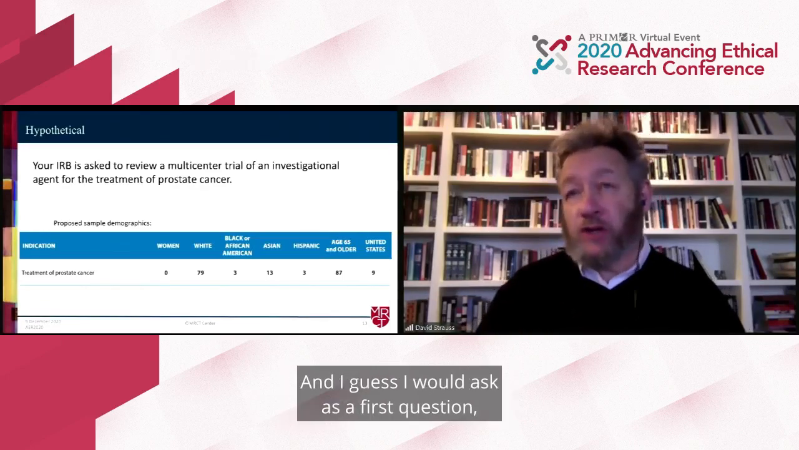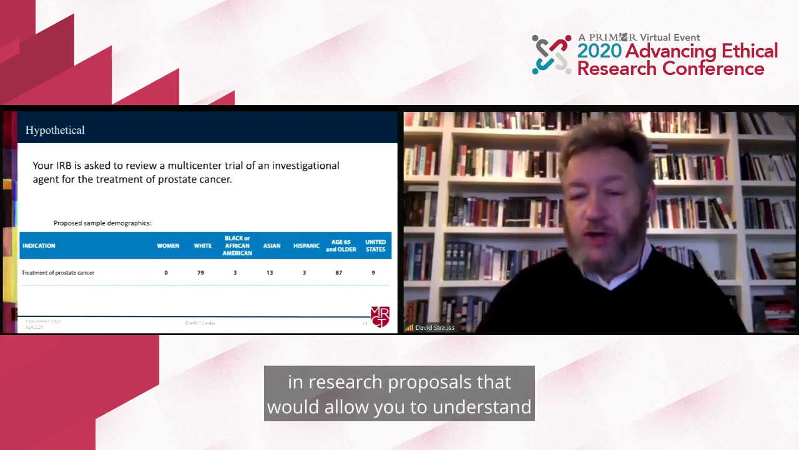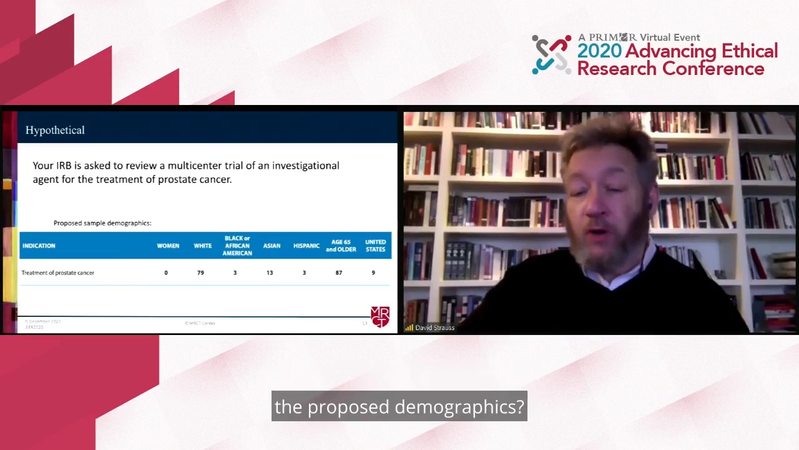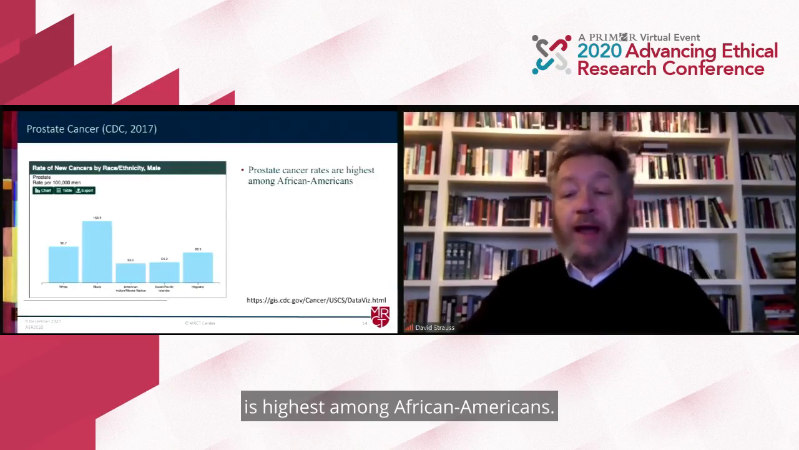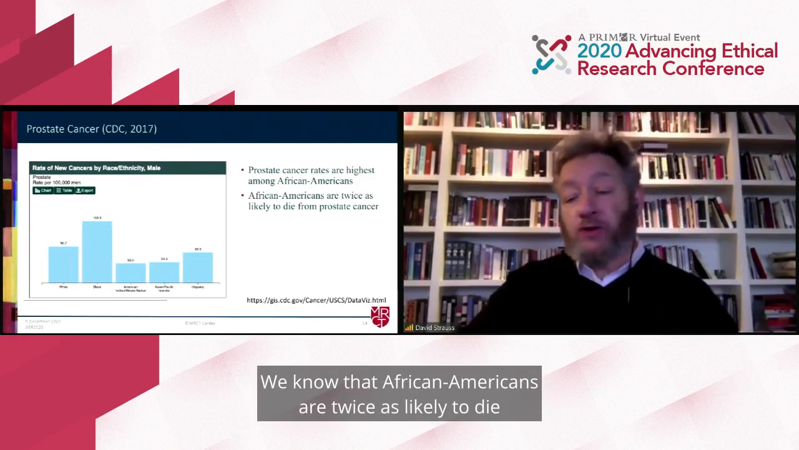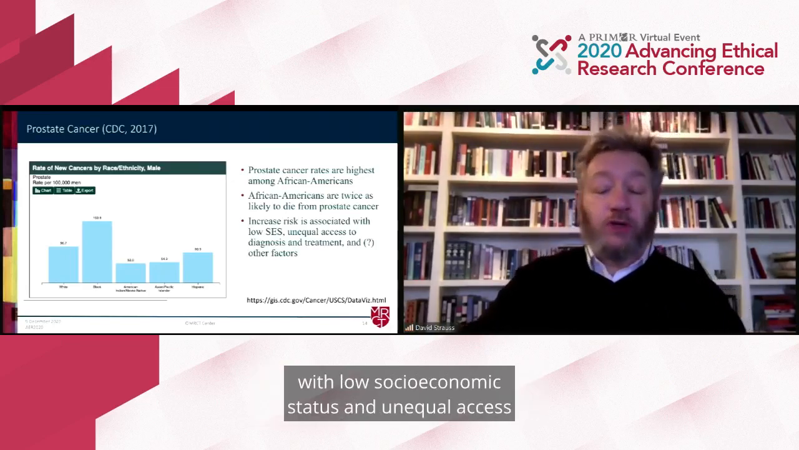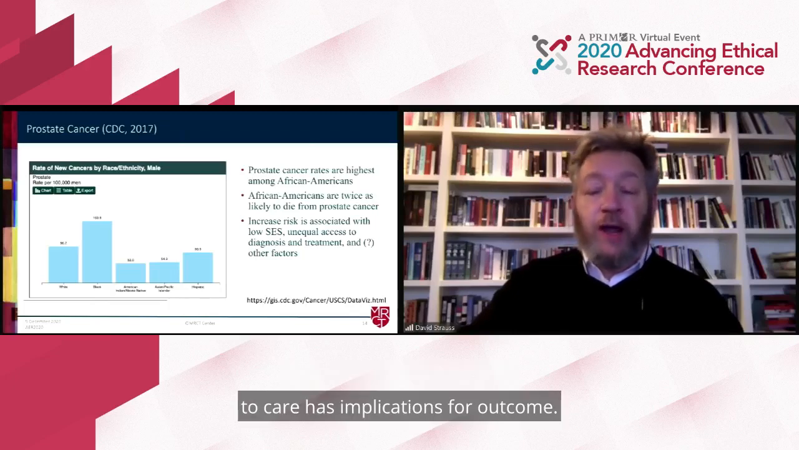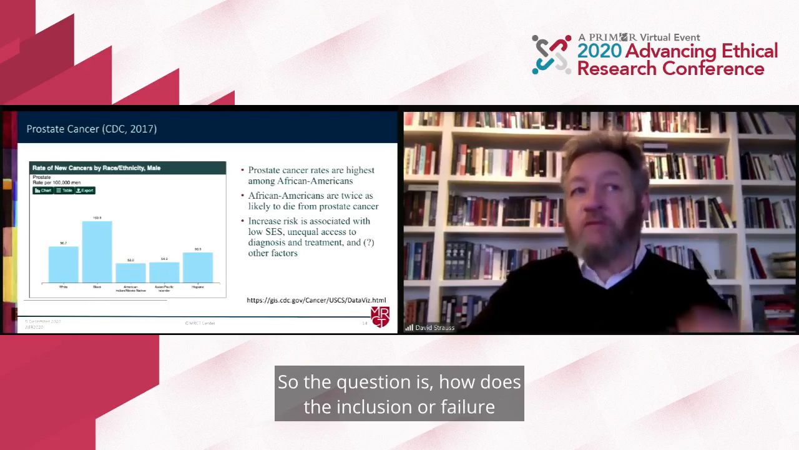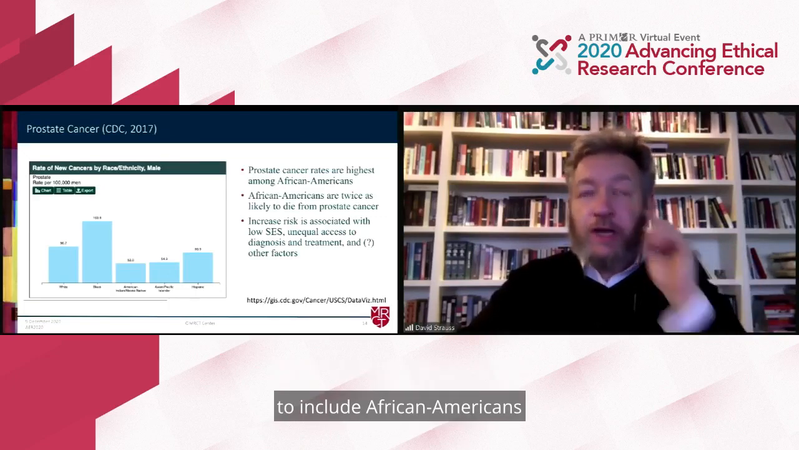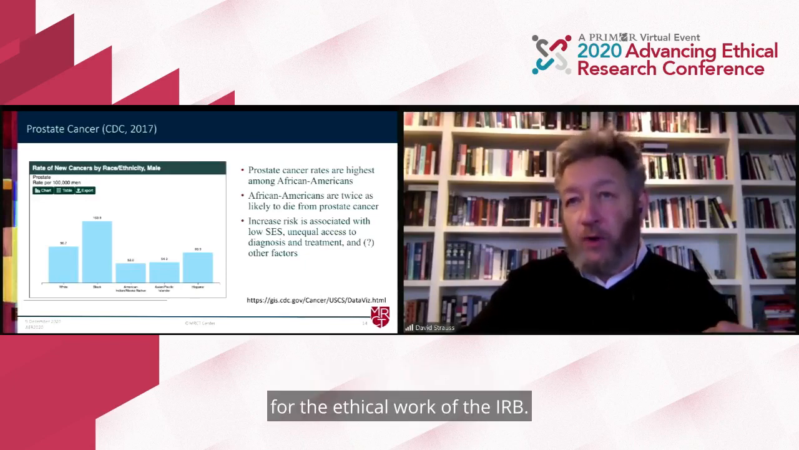And I guess I would ask as a first question, does your IRB even collect information in research proposals that would allow you to understand the proposed demographics? We know that prostate cancer, for example, is highest among African Americans. We know that African Americans are twice as likely to die. And we know that increased risks associated with low socioeconomic status and unequal access to care have implications for outcome. So the question is, how does the inclusion or failure to include African Americans in a research population have implications for the ethical work of the IRB?